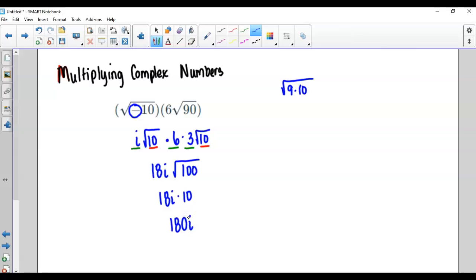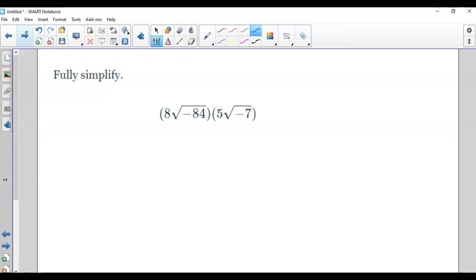Now, on this particular problem, everything combined down together. Let's look at another problem. All right. Here, we've got 8 square root of negative 84 times 5 square root of negative 7. And so for this problem, we need to break down that 84. So the square root of 84, we know we're going to have a negative 1.